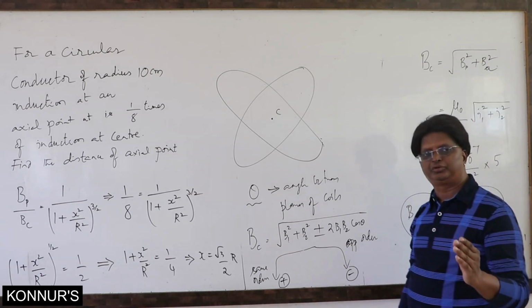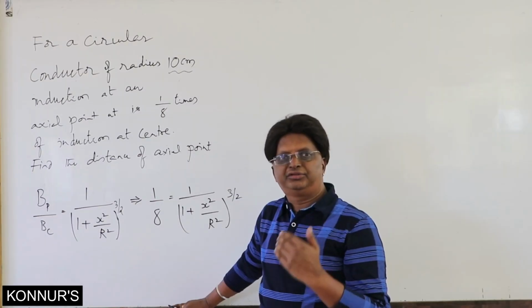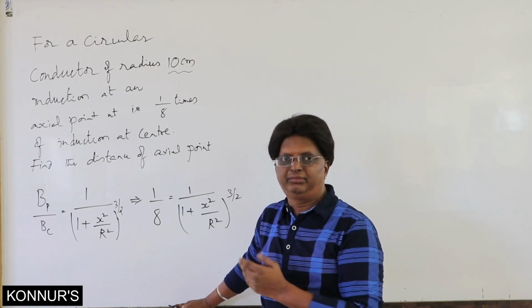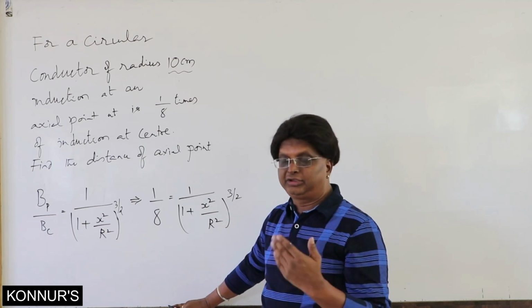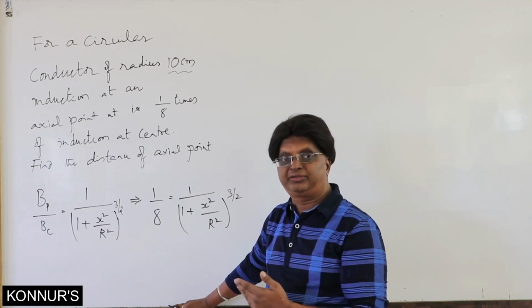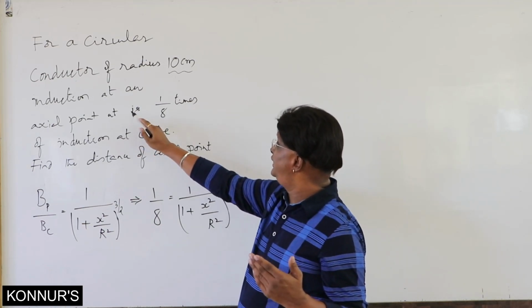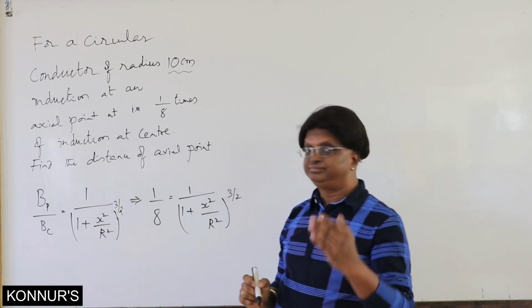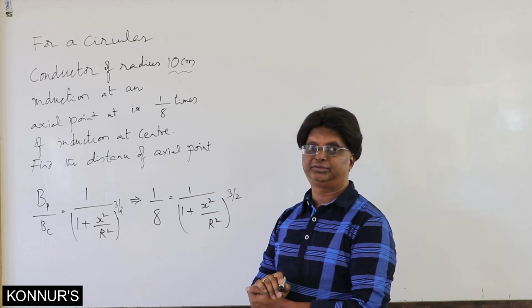The result will be root of B1 square plus B2 square. Magnetic induction, circular conductor, two different points, comparison: one such example with simplification I am showing you. Circular conductor, radius given to be 10 centimeter. It says for an axial point, the induction is 1 by 8 times as compared to the induction at its center. Now the question is, find the distance of the axial point.